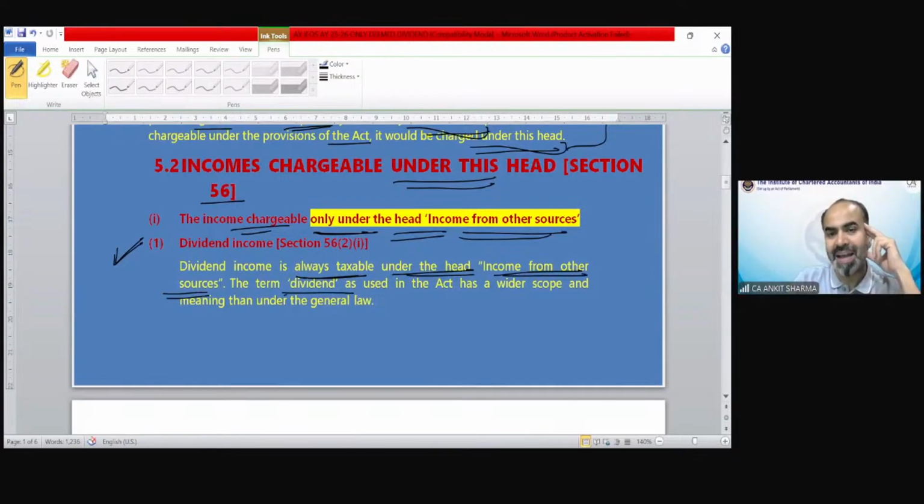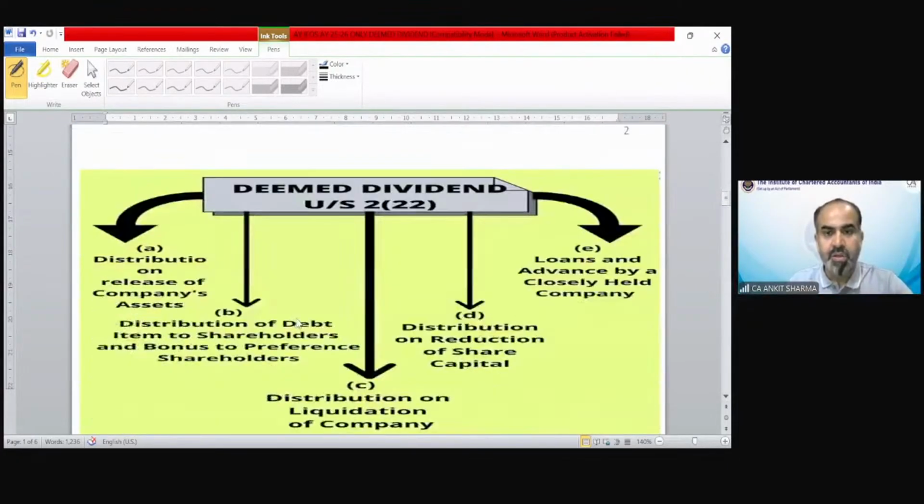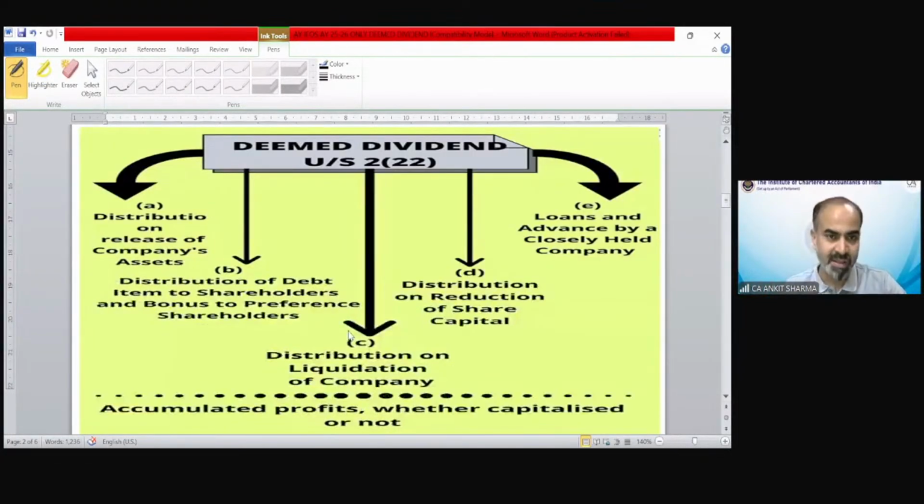The term dividend as used in the Act has a wider scope and meaning than under the general rule. So dividend was the normal thing we all know, but the new thing is deemed dividend under section 2(22). There are multiple cases, 2(22)(a), (b), (c), (d), (f). (f) is the buyback case. The buyback case we have discussed in capital gains, that is section 2(22)(f).